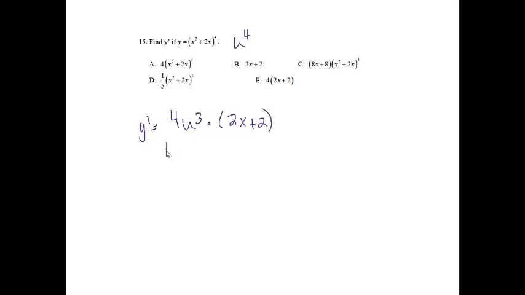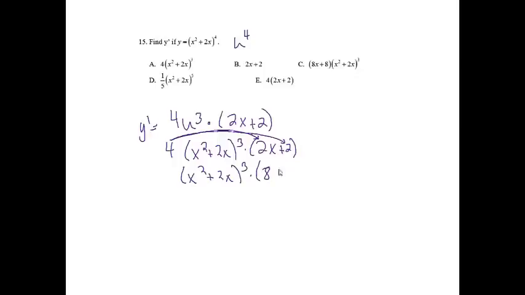And now I'm just going to rewrite what I have. It's going to be 4 times x squared plus 2x to the 3rd times 2x plus 2. And let's see if that matches any of them. It looks like it's matching closest to C, and I could verify that. I believe that to get that answer, they distributed the 4, so I'd get x squared plus 2x to the 3rd power times 8x plus 8. So indeed, it would be choice C.